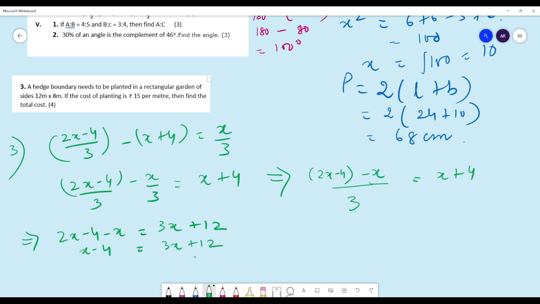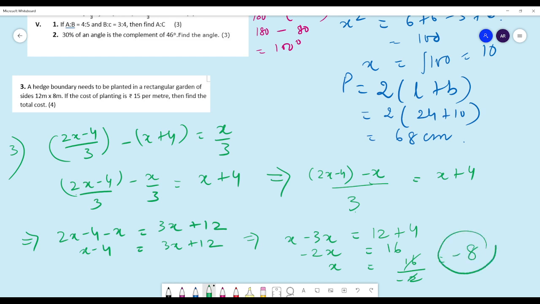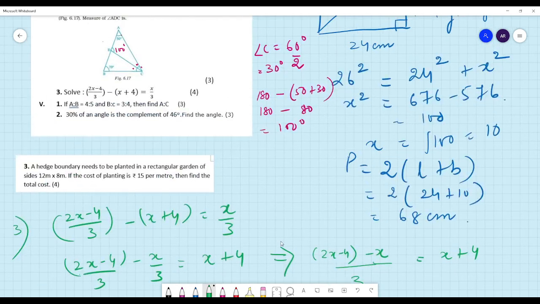Now we bring the x to one side and the numbers to another side. So how do we do that? x minus 3x equals to 12 plus 4. So this becomes minus 2x equals to 16. So x equals to 16 by minus 2, and that gives you the answer as minus 8. So this should be your answer, where it comes to minus 8.